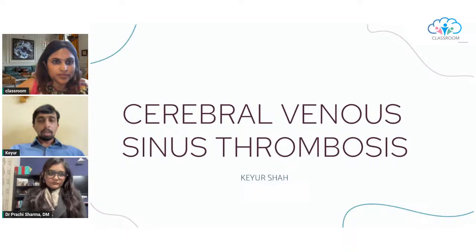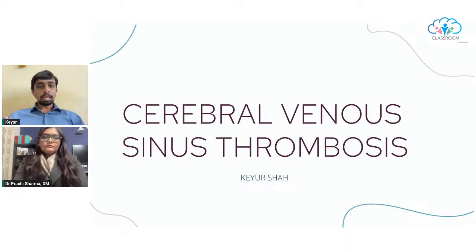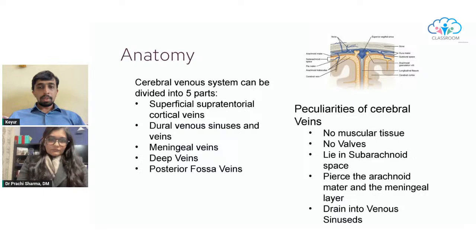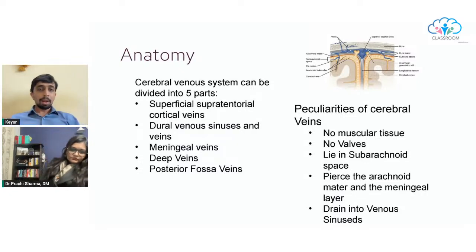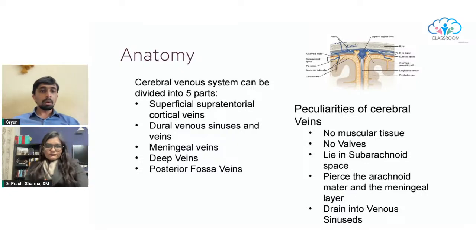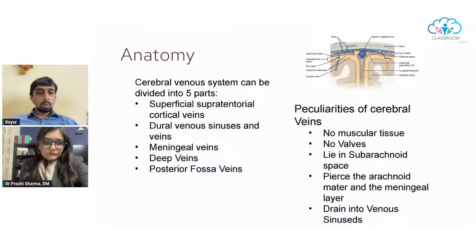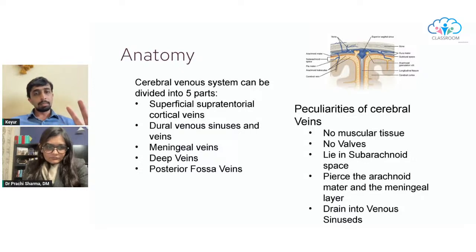So, good evening, everyone. Today we'll be talking about cerebral venous sinus thrombosis. Before we move on to it, we need to understand the anatomy. The cerebral veins are divided into five parts: superficial supratentorial cortical veins, dural venous sinuses and veins, meningeal veins, deep veins, and posterior fossa veins. These are the parts of the cerebral venous system.